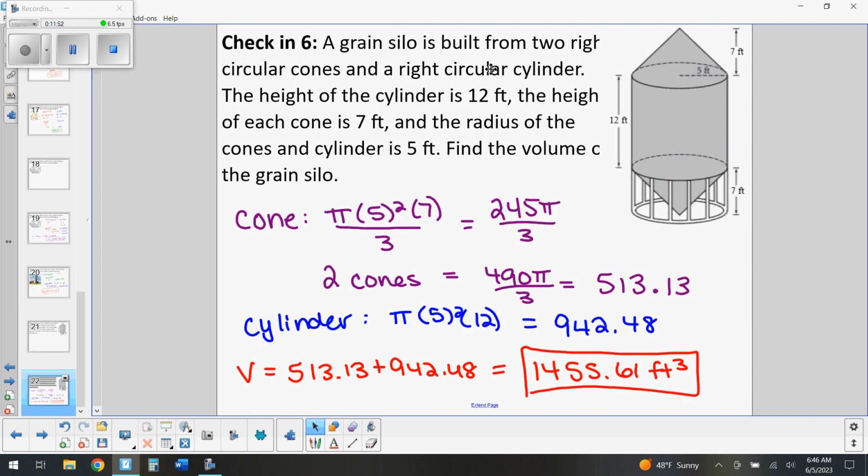All right, so the cone's volume was 245 pi over 3, which if I doubled that, because there are 2 of the exact same cone, is 490 pi over 3, or a total of 513.13. The cylinder had a volume of 942.48, so combined we have a volume of 1,455.61 cubic feet. And that is spheres and composite figures.